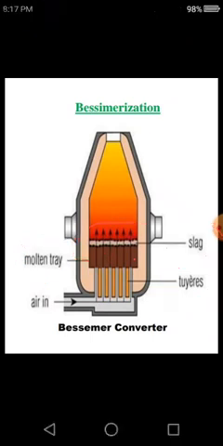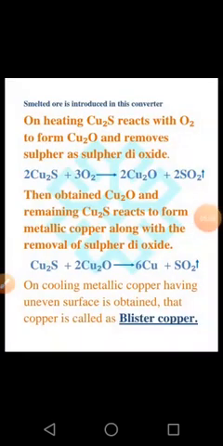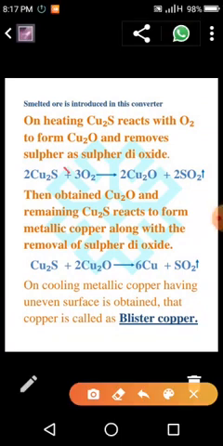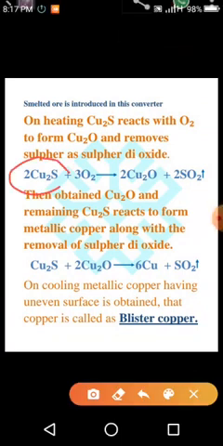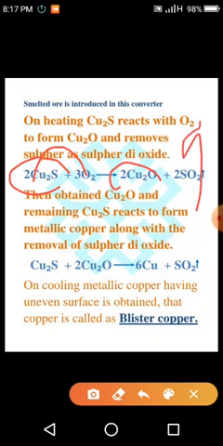Now we have introduced our ore in that converter, and then smelted ore is introduced. You can see the copper sulfide that is remaining from the roasting process. It oxidizes, or is heated, to form copper oxide, and the sulfur dioxide that is formed will again be removed. I already told you the sulfur will be removed as sulfur dioxide step by step.